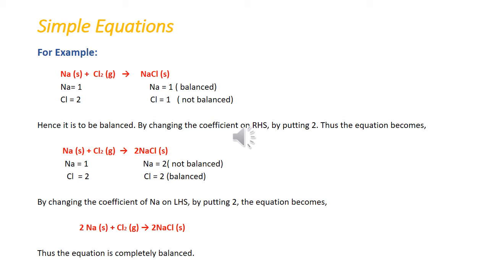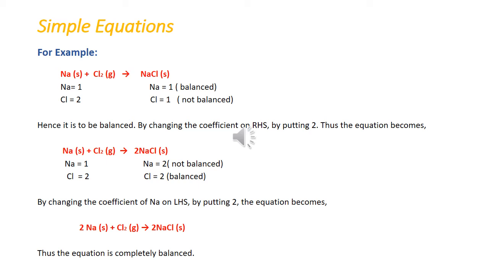Hence, it is to be balanced by changing the coefficient on RHS, that is right hand side, the product side, by putting 2 in front. That is, coefficient means the number should come in front of the compound or molecule. Thus, by putting 2 as a coefficient, the equation becomes Na plus Cl2 gives 2NaCl. Now we need to check again. Na in the reactant side is 1 atom. The Na in the product side becomes 2 atoms, which is not balanced.